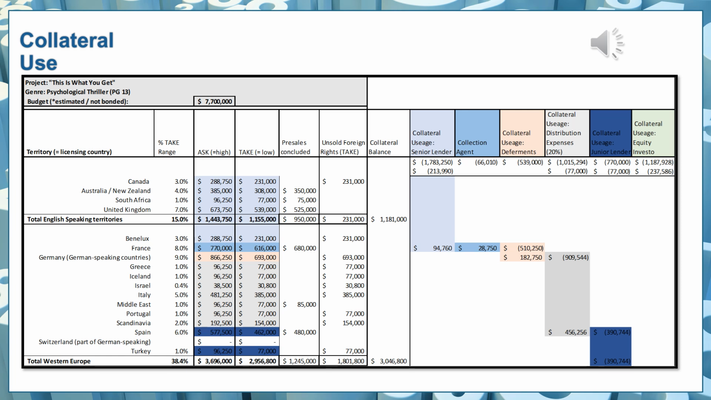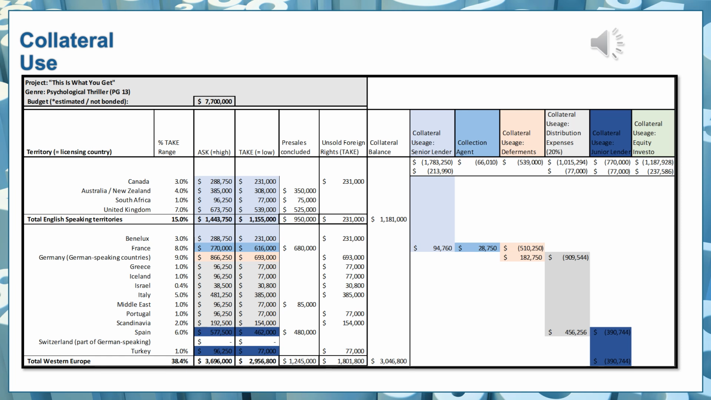you can see that in the first section, from Canada all the way down to Benelux, we use all that collateral to pay our senior lender. Then all the way down to France, we use collateral to pay the collection agent. All the way down to Germany, we use collateral to pay the deferments. And then we have our distribution expenses going to the sales agent and the talent agent. So all the way from Greece down to Scandinavia, all these collaterals are assigned to cover the distribution expenses.